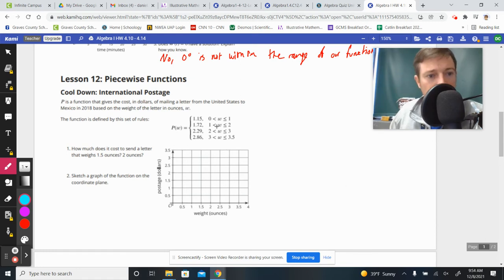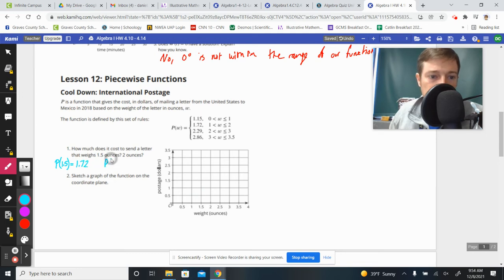They get larger. How much does it cost to send a letter that weighs 1.5 ounces? So 1.5 ounces would fall in this interval right here, and that would be $1.72. So we could say in function notation, if I have P of 1.5, it would spit out to me $1.72.